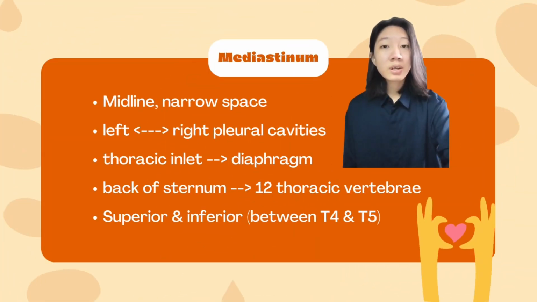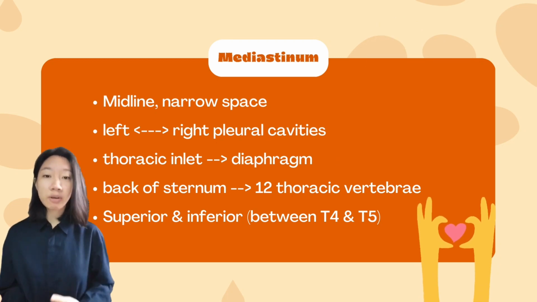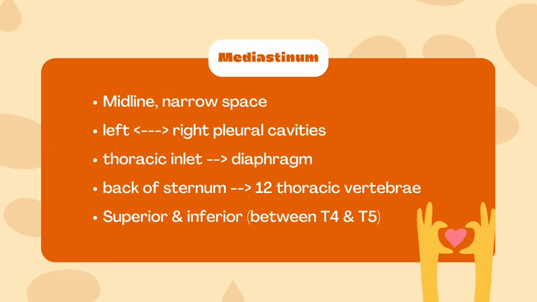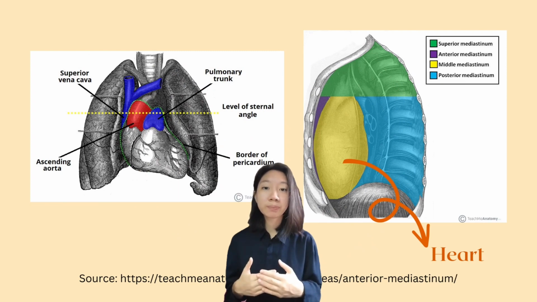First of all, mediastinum is a midline where it's narrow and separated into left and right pleural cavities. The mediastinum extends from the thoracic inlet until the diaphragm and from the back of the sternum to the 12th thoracic vertebrae. It can be divided into superior and inferior part. And your heart is located in the middle mediastinum.